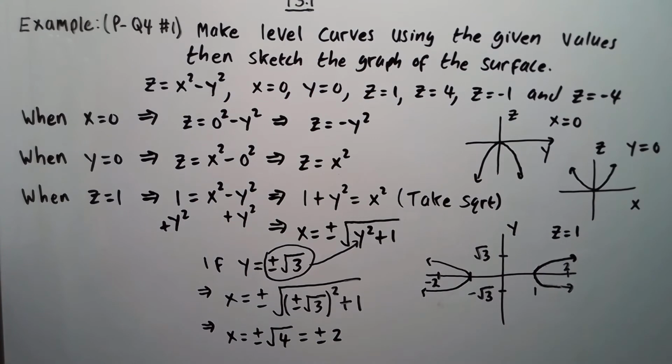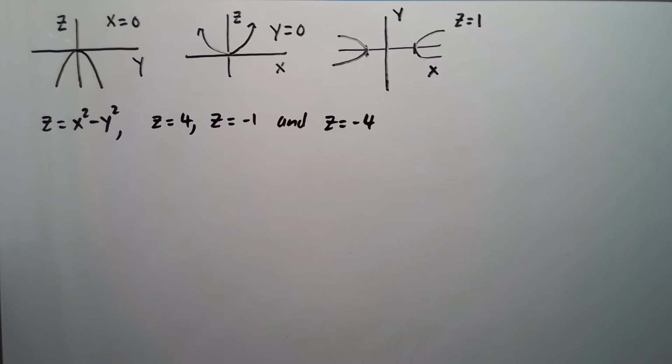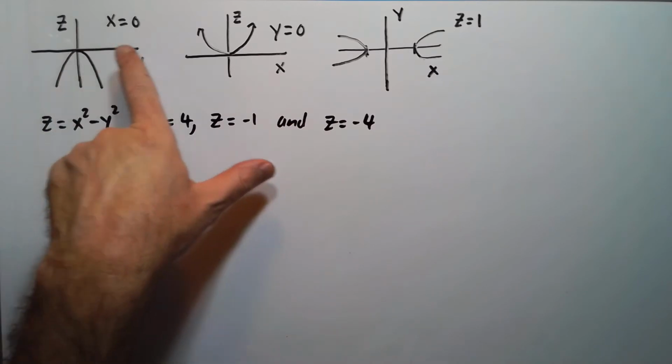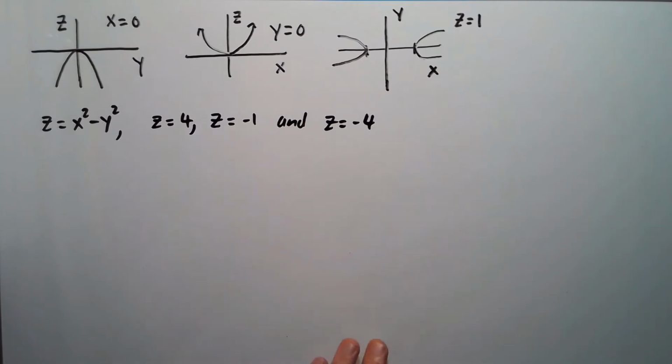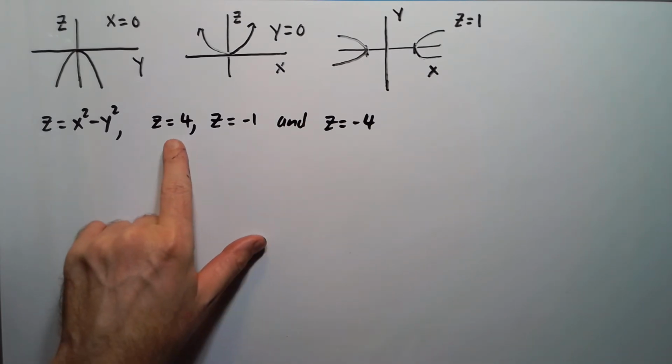Let's do now z is 4 next. Okay, so let's do that. Actually, I'm going to erase some stuff and we'll summarize what we have, then we'll go on to 4. Okay, so let me erase some things. Okay, summarizing, we have these level curves that we've done 3. We still have 3 more to go. Let's do z equals 4 next.